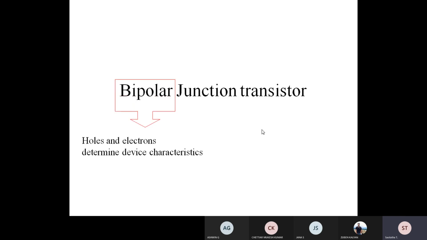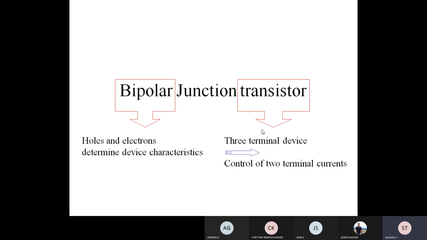Bipolar means there are two different types of charge carriers in a BJT, or bipolar junction transistor: holes and electrons. Both electrons and holes determine the device characteristics, so it is called bipolar. There are also two junctions in the transistor. Transistors are basically three-terminal devices, and they control the current between two terminals.